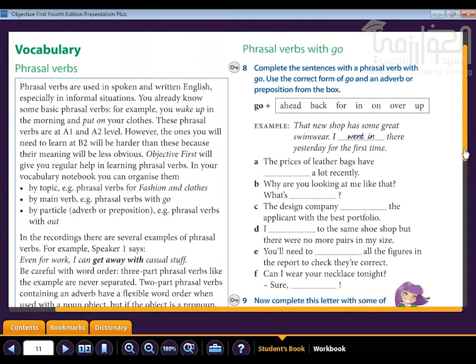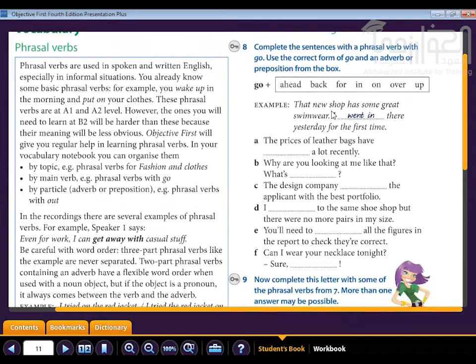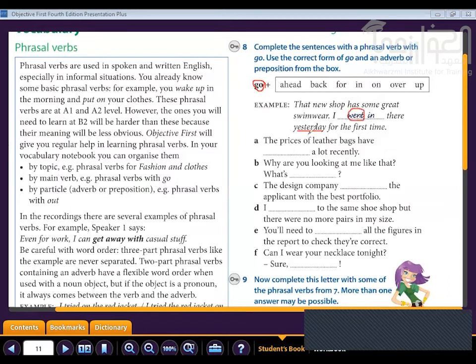So let's look at these exercises. An example has been done for us. The new shop has some great swimwear. I went in there yesterday for the first time. So we use the word go, but we need to change this word go to the past because of yesterday. So we change it to went. So now we have to take the verb and change it to the correct form.